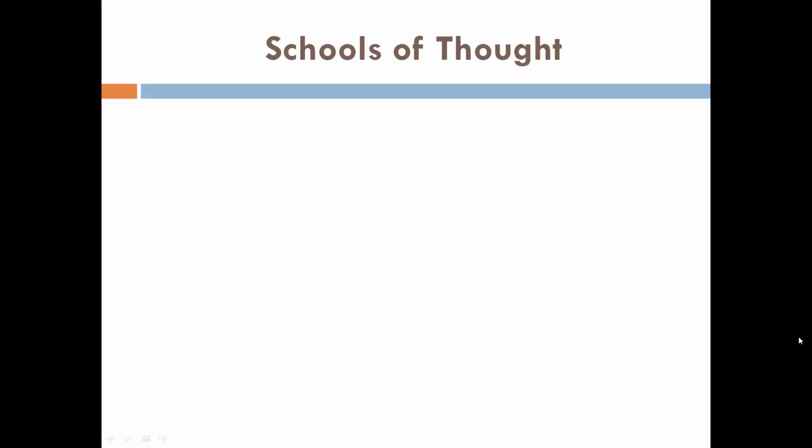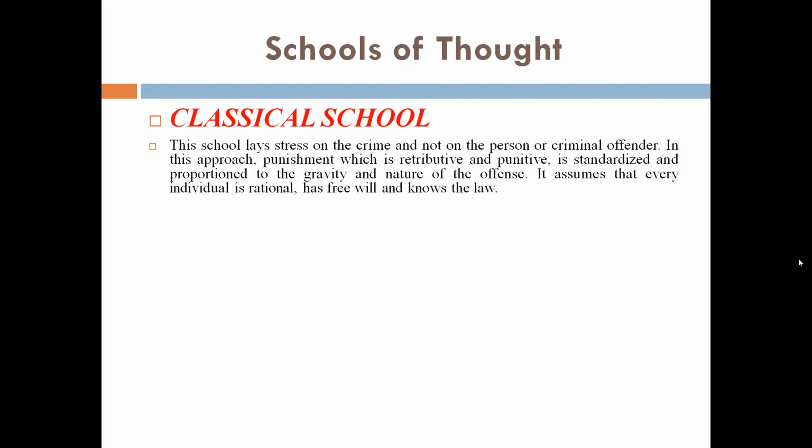So, in addition to the schools of thought, under the classical school, this school lays stress on crime and not on the person or criminal offender. In this approach, punishment is retributive and punitive in nature, meaning it is more on mutilation, branding, and corporal punishment. It is standardized and proportioned to the gravity and nature of the offense. It assumes that every individual is a rational human being, meaning one who knows the difference between right and wrong. Therefore, having that knowledge, the person has free will and knows the law.